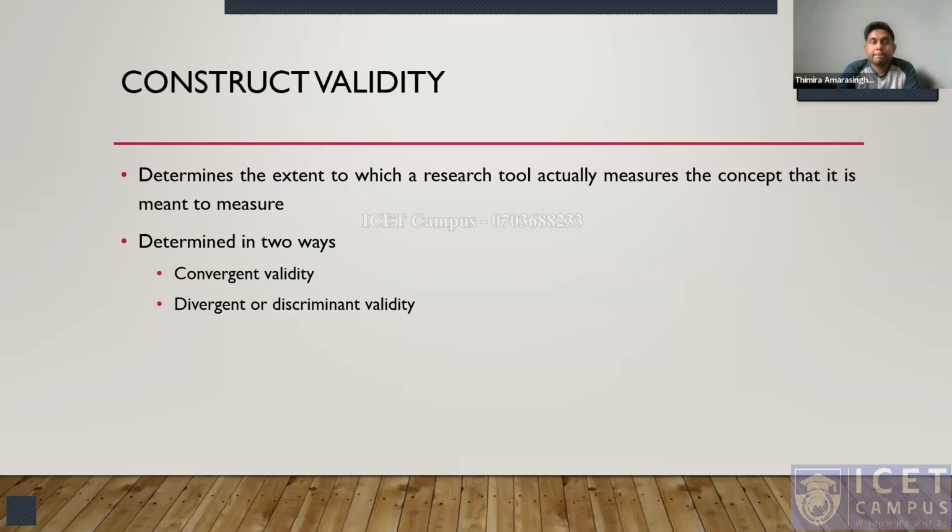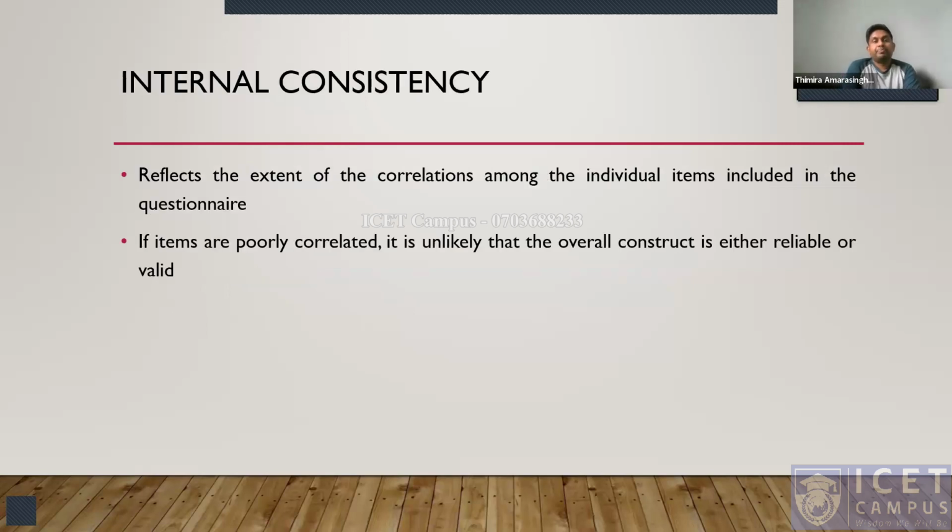Now, there's another concept when we are talking about reliability and validity, which is called as the internal consistency. So this internal consistency is something like looking into the relationship, bonds.